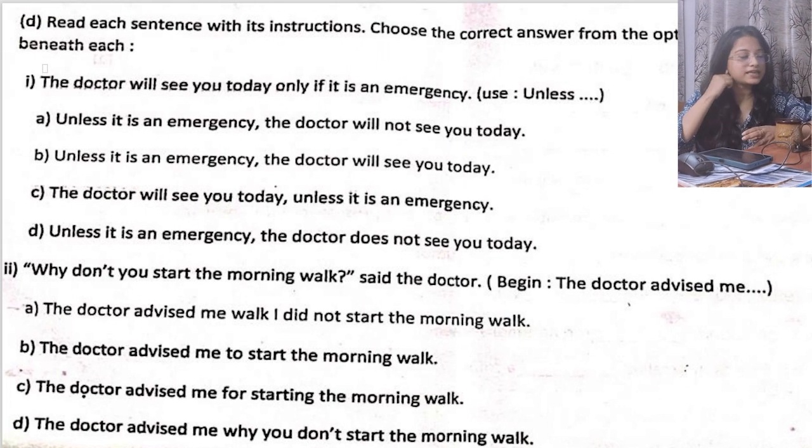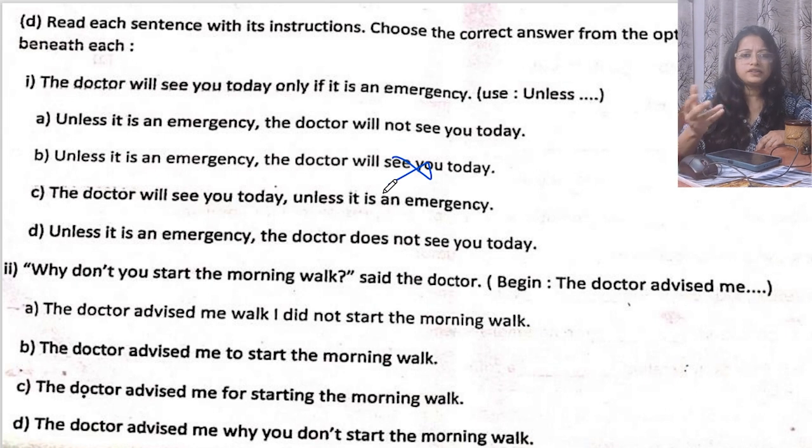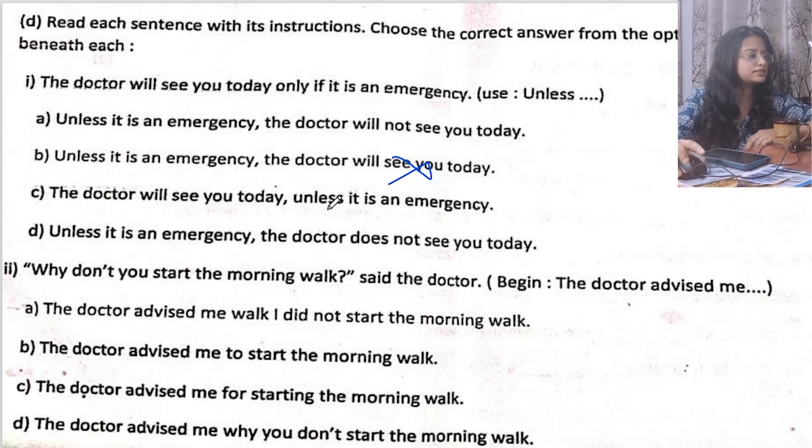Again, sentence pairs can be rejoined. The doctor will see you today only if it is an emergency. Unless it is an emergency, the doctor will not see you today. This is correct. Unless it is an emergency, the doctor will see you today. Even if it's not an emergency, why will the doctor see? The doctor will see you today unless it is an emergency.